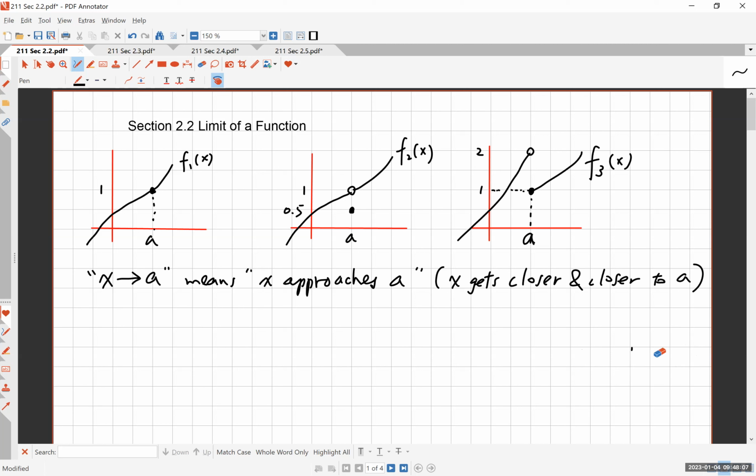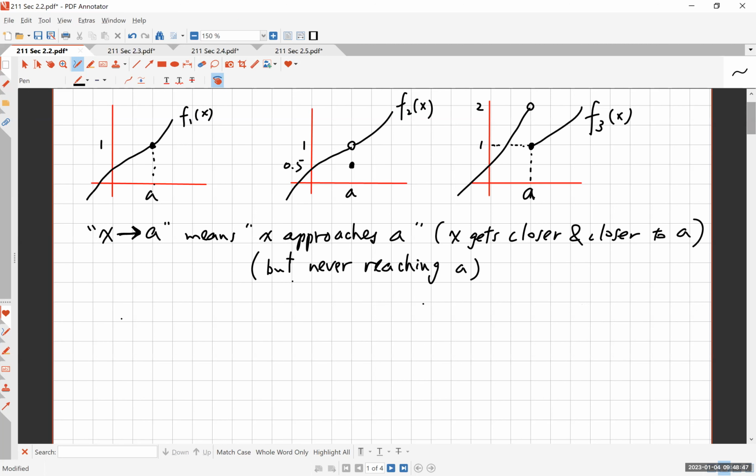But we will not let x get exactly at this point a. X approaches a means it gets closer and closer to a, but never actually reaches a precisely. You will hear me say this over and over: in terms of limits, we don't care what happens when x is exactly a, but we will consider what happens as x gets closer and closer to a. So this is what that arrow means. Every time I write this arrow, that's what we mean by it in this context.